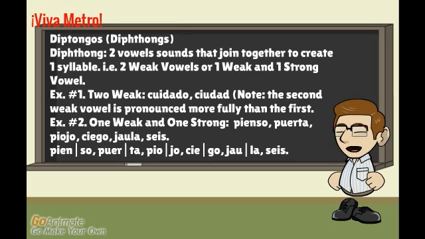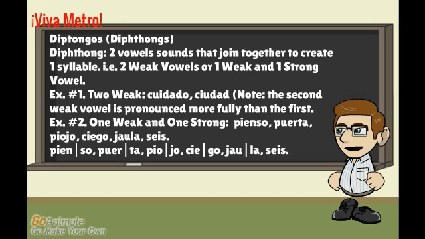Example number 1. Two weak vowels. Cuidado, ciudad. Note that the second weak vowel is pronounced more fully than the first. Cuidado, ciudad.